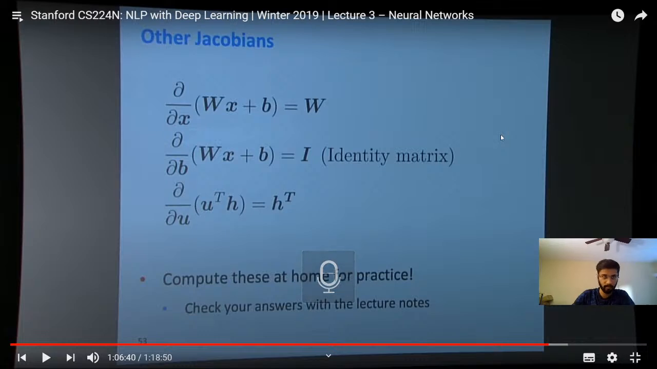Yeah, I'll just quickly jot these down. Try to see if I can compute these. But I think it makes sense for the identity matrix in the case of the derivative with the bias, because it's just going to be 1 for the diagonal, and I'm not sure about the last one. Yeah, we'll have to see.